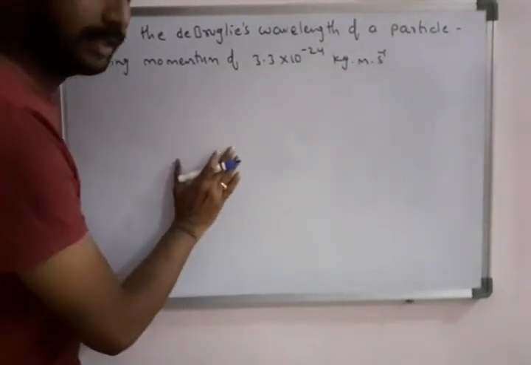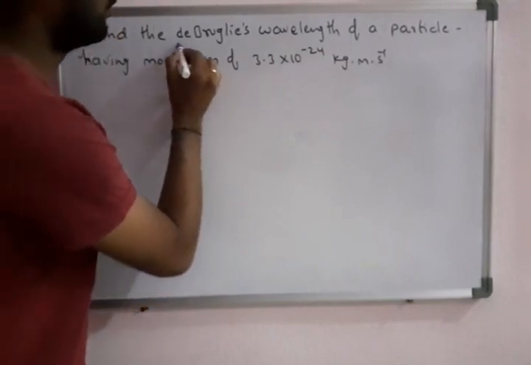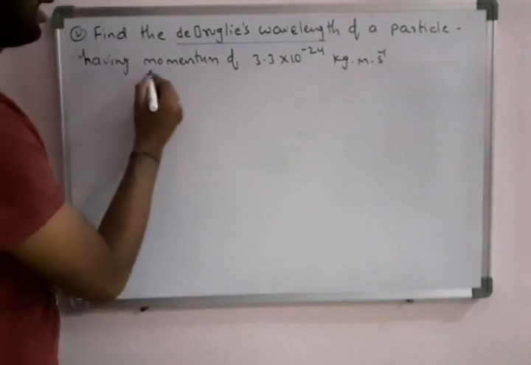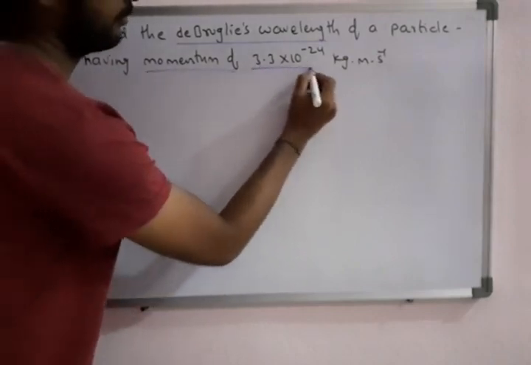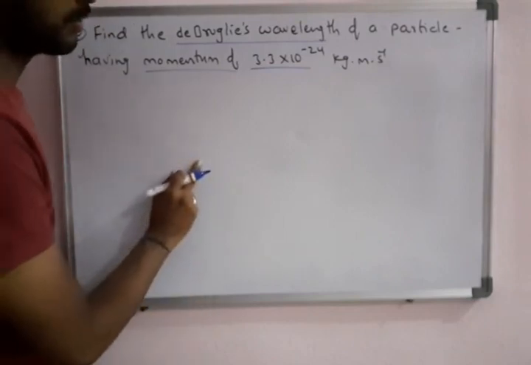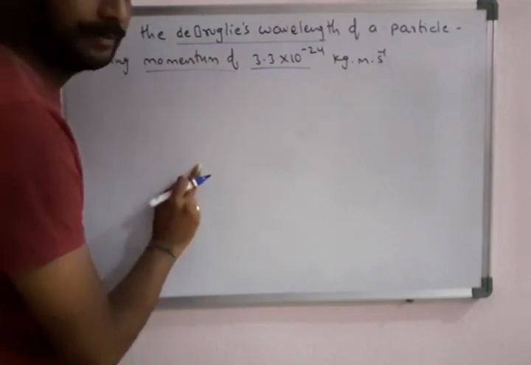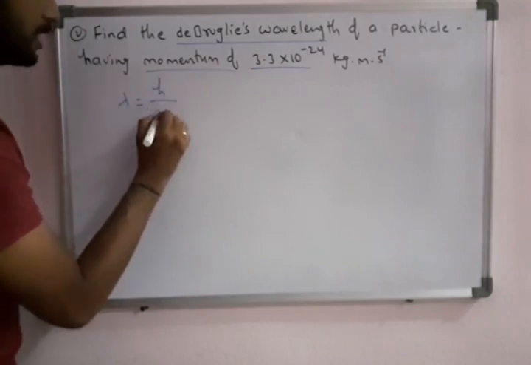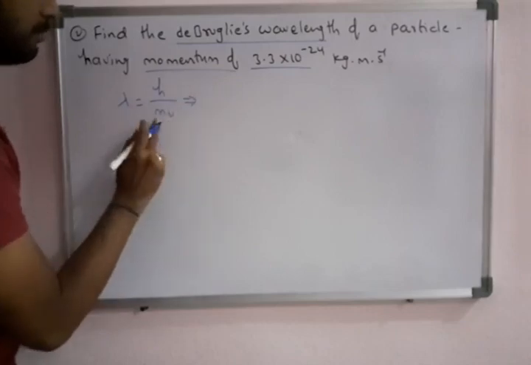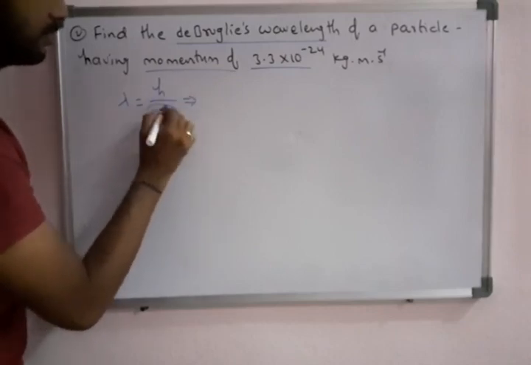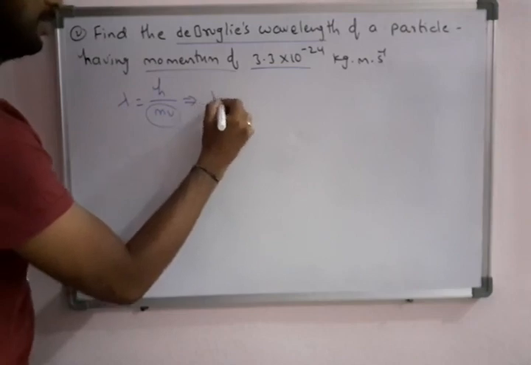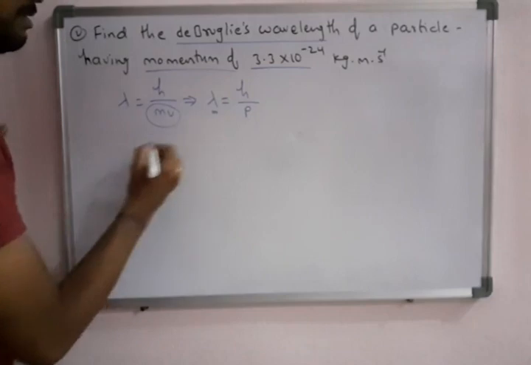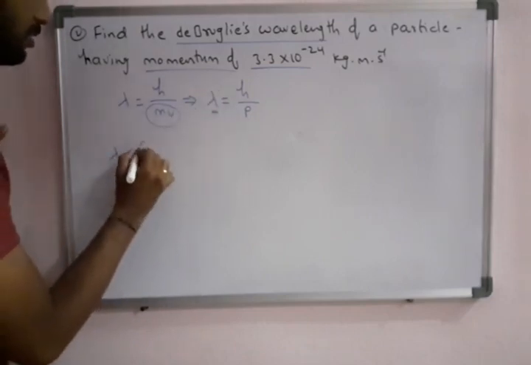Okay, see the second one. Again we need to calculate the de Broglie wavelength of a particle having the momentum 3.3 into 10 power minus 24 kg meter per second. Same, we need to calculate the de Broglie wavelength. So lambda is equal to h by mv. Here mass and velocity are combined, we call it momentum, so lambda is equal to h by p. Just directly substitute these values.